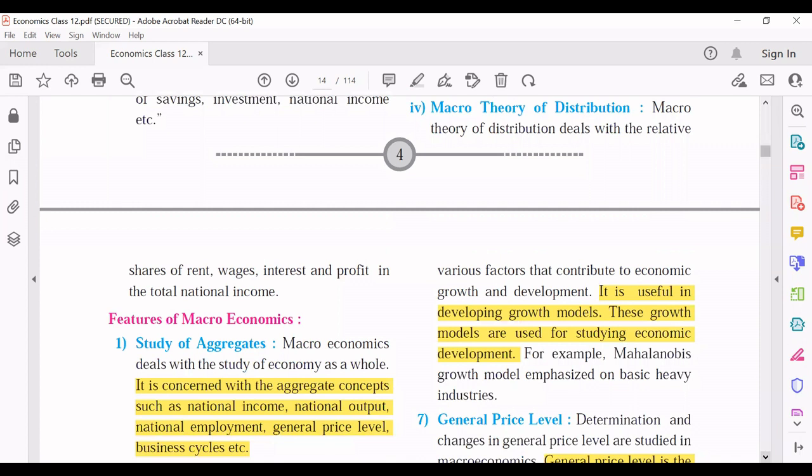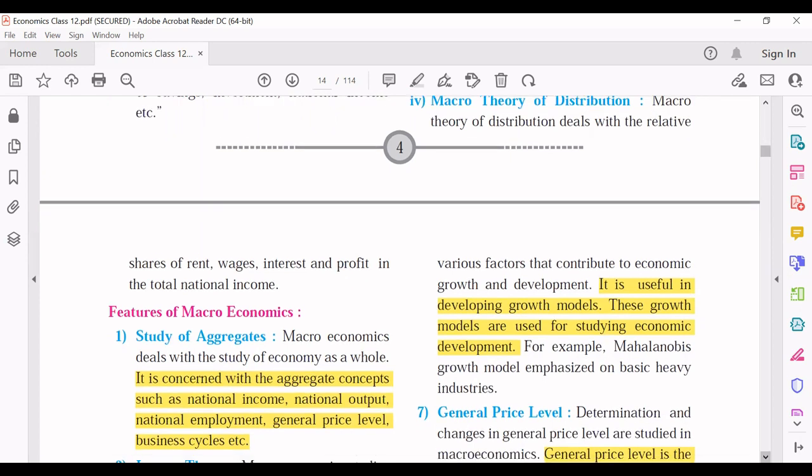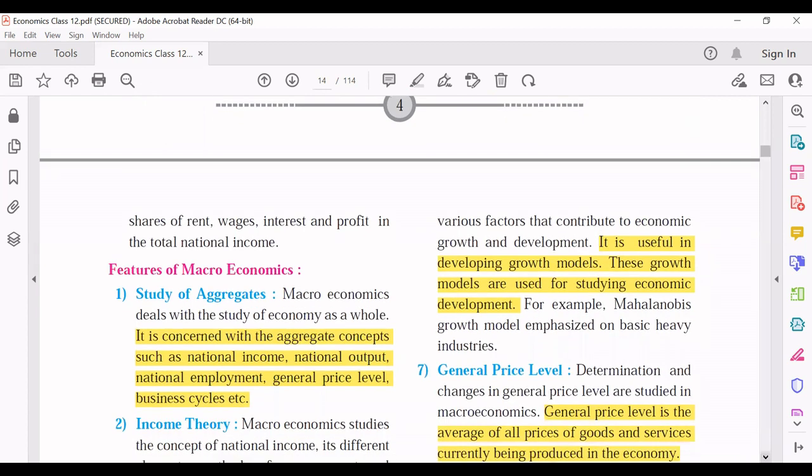Now coming to the features, the first feature that we saw while we saw the definition or the meaning of macroeconomics was that it deals with the whole economy as a whole. So it studies aggregates, right? Aggregate concepts such as aggregate national income, aggregate general price level, etc.